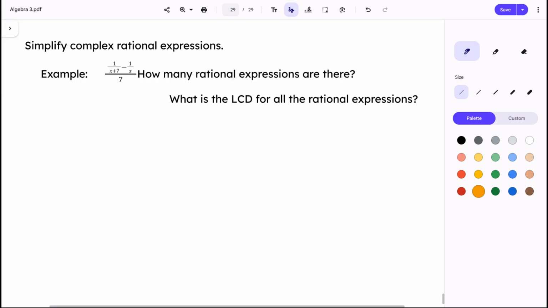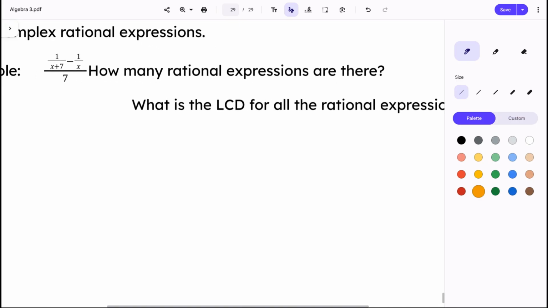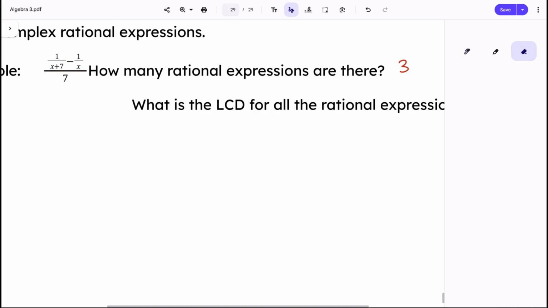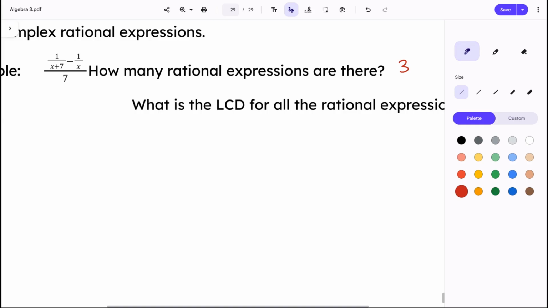So what I mean is if you look at this first example here, it's asking how many rational expressions are in this. Well, this is a rational expression, so there's 1. This is another one, so there's 2. And technically 7 is rational because I could write it as a fraction. There's actually 3 total rational expressions in this problem. That's why it's called a complex, because we've got a lot of pieces that we're working with here. Let's focus on just the numerator for right now. So the numerator says 1 over x plus 7 minus 1 over x.